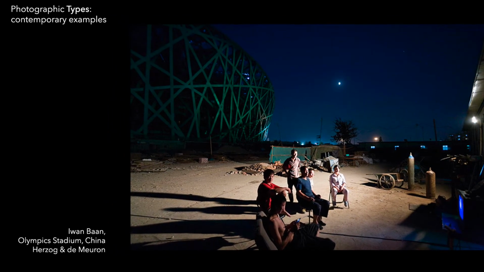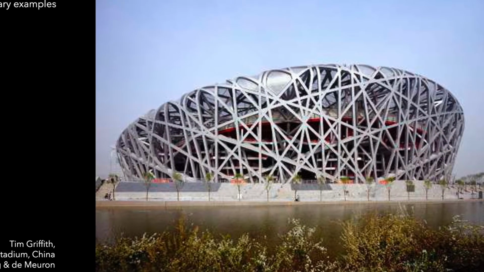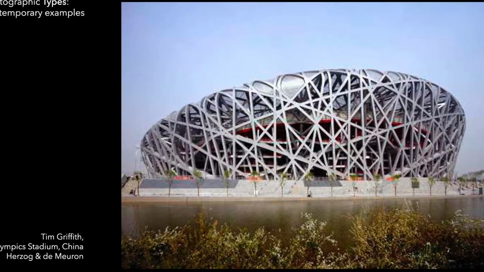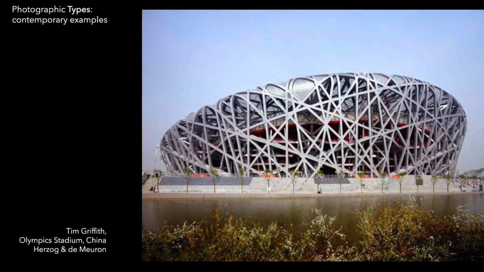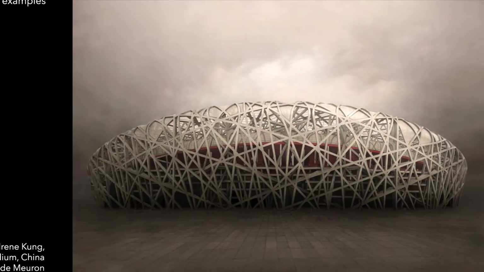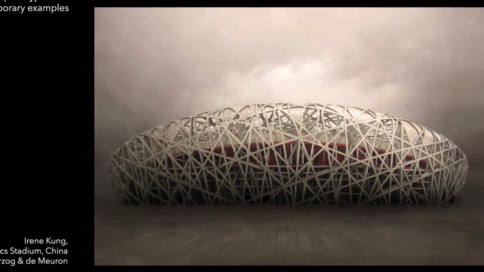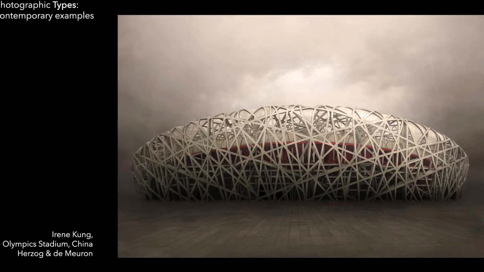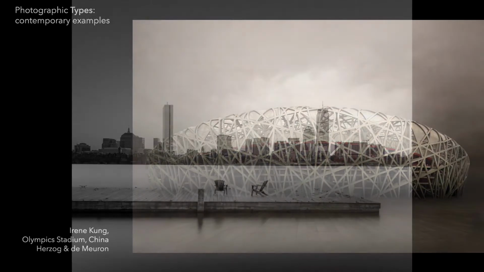So it's anthropological. Griffith, in the middle, is an example of someone who's taking the perspective of the architect and the firm and trying to think about how that image is going to be projected into the world. And then on the right, Irene Kung takes a more artistic approach. So she takes the building out of its world, creates a new sky, creates a new ground, and you can imagine this now being in a public gallery, perhaps.